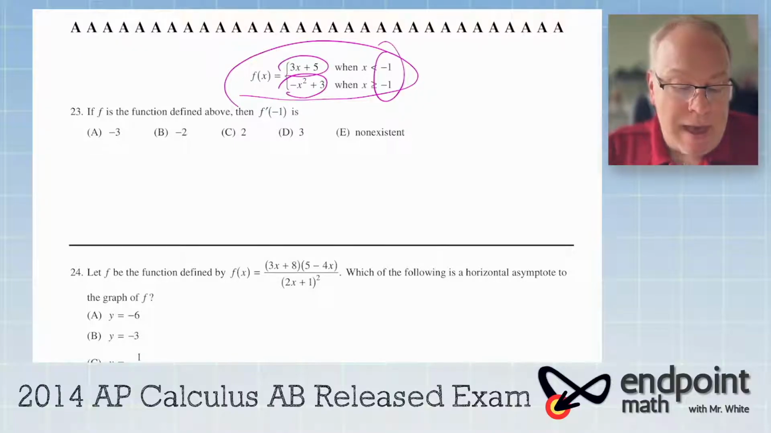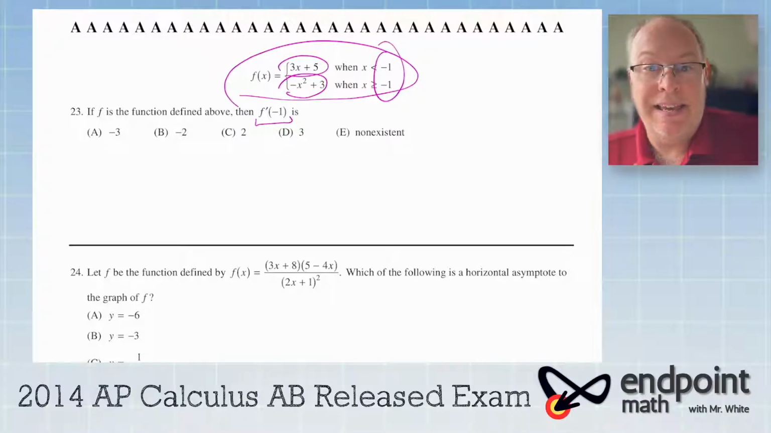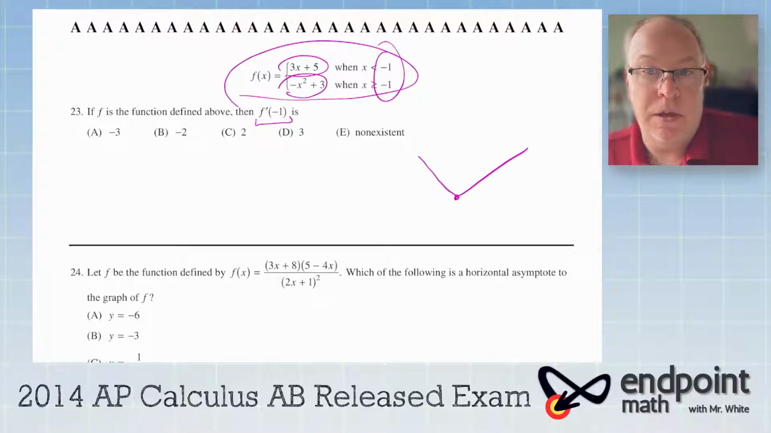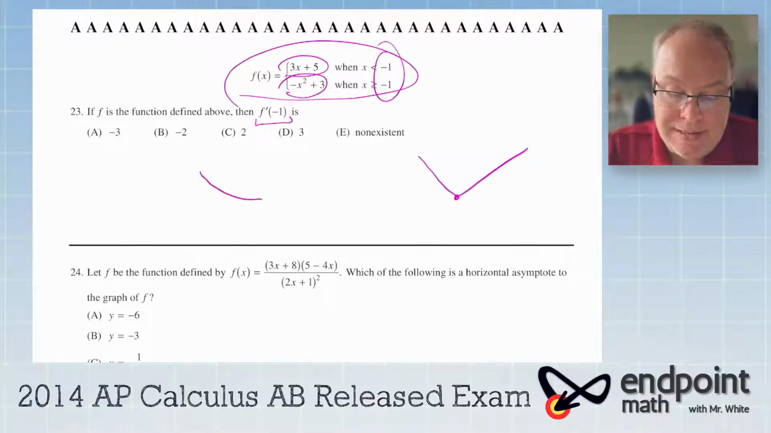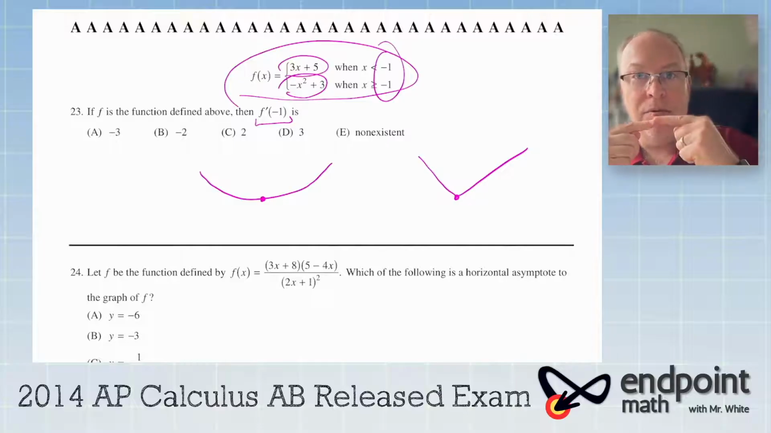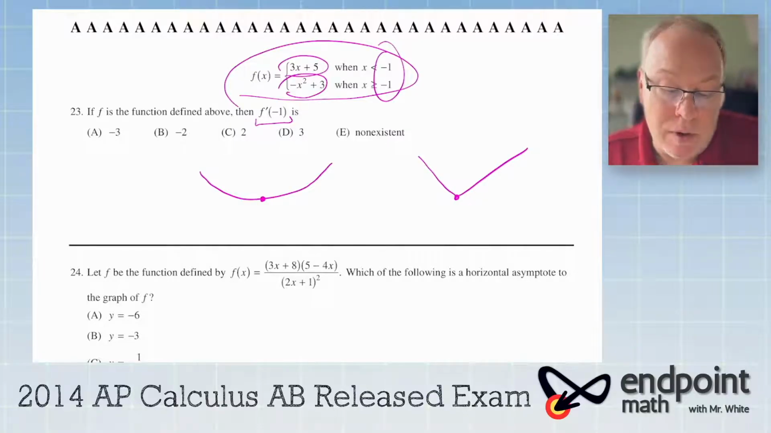All right, so if f is the function defined above, then the derivative there is. Okay, now let's think about this. Derivatives don't exist at corners or cusps. So we have to make sure that the slope is nicely transitioning. So the slope on the left has to equal the slope coming from the right.